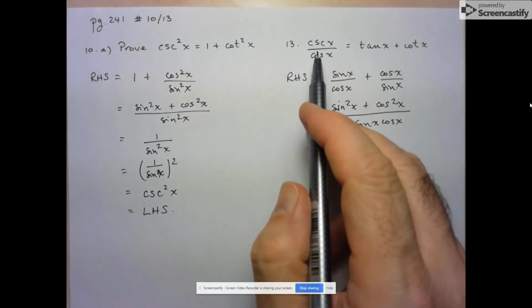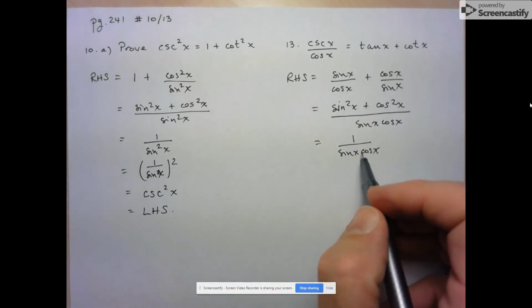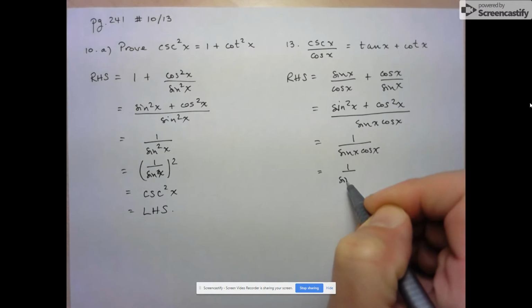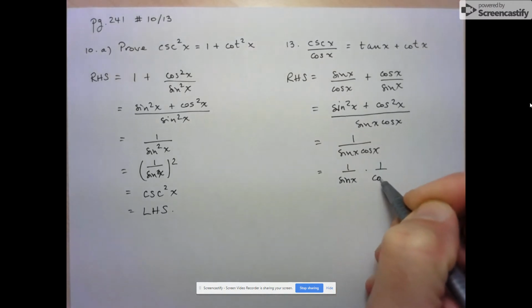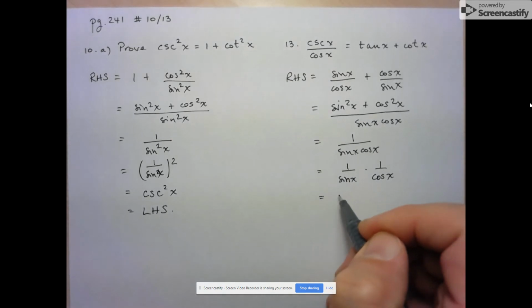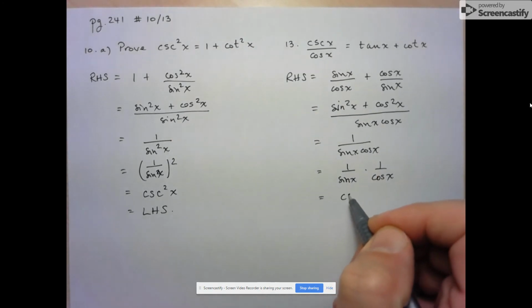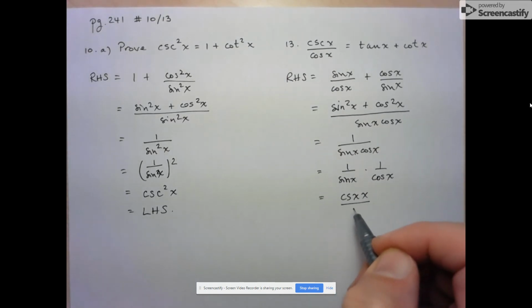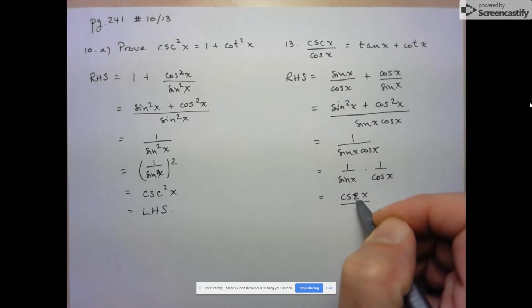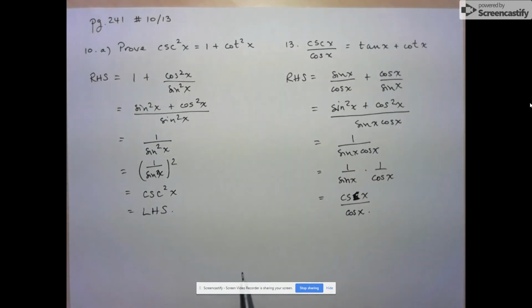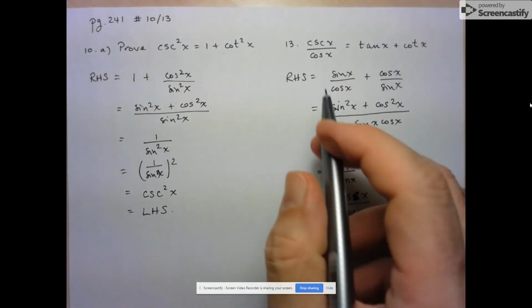Now I notice that I'm going to want a cos x in the denominator, so I'm not going to manipulate that one. So I'll just write this here as 1 over sine x times 1 over cos x. And of course here, we know that 1 over sine is equal to cosecant. Okay, so we've got cosecant of x times 1 over cos x, which is just going to be, oh, sorry, that should be cosecant x over cos x. Sorry about that. And there we have it. There's our left-hand side.